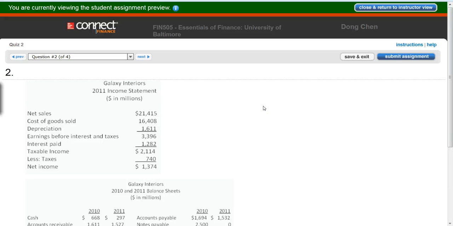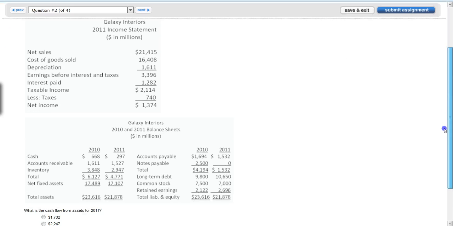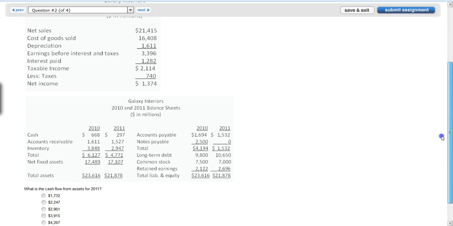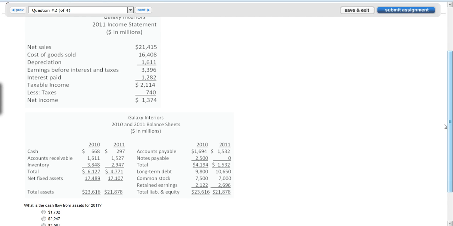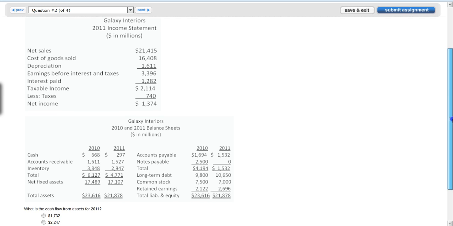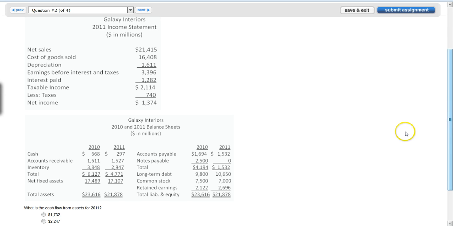In this recording, I want to talk about question number 2, because many students, some of them didn't do well on this question. This is actually a type of standard question to calculate the cash flow from assets based on the financial statements. So that means we should all feel comfortable in solving this type of questions. I hope that after this recording, you can feel better about doing that.